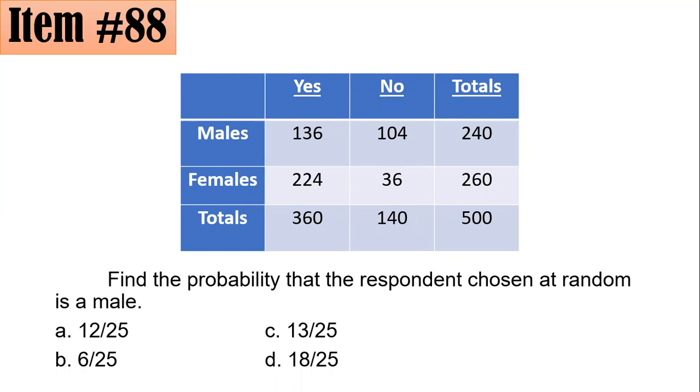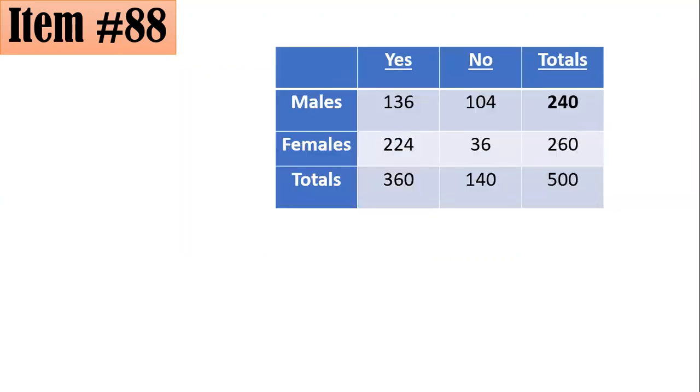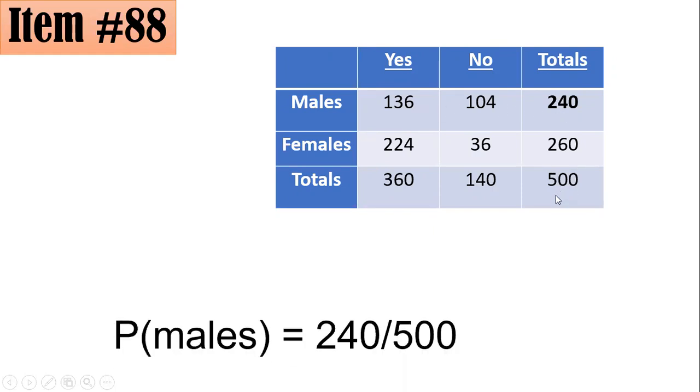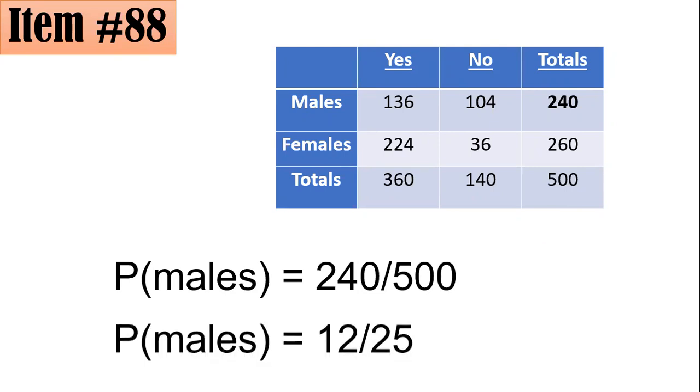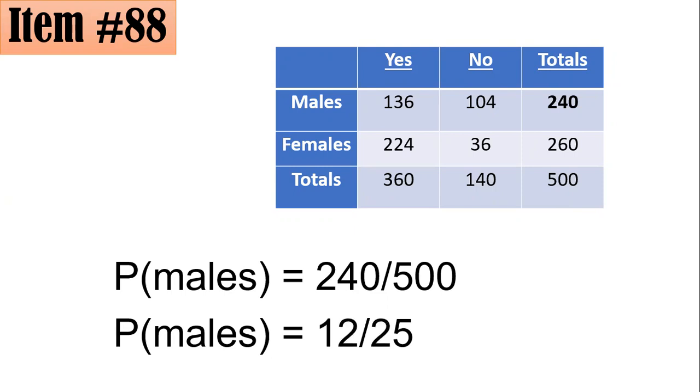According kay Sir Kim, it's 240 over 500. And that is something I agree upon. If you would take a look at the matrix, kasi lalaki lang naman yung males na concerns. So 136 yes and 104 no are your male respondents who answered these. So there are 240 out of the 500. That's why the probability that you chose a male here is 240 over 500, which when simplified becomes 12 over 25.